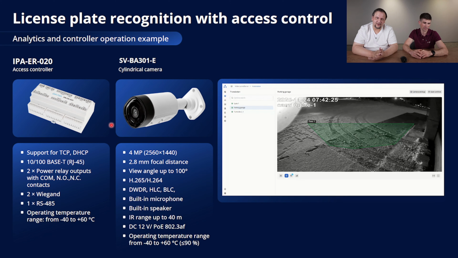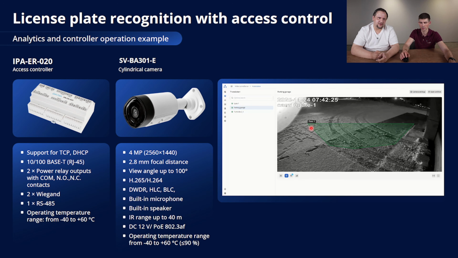Yes, on this video, for example, you see a parking camera. It is a real-life translation. There is a zone set on the camera, and when a car enters the zone, its number is recognized and the door to a garage is opened. The number was previously added to a database, and when analytics sees this number in the zone and compares it to the number in the database, it sends a signal to a controller and the garage door is opened.